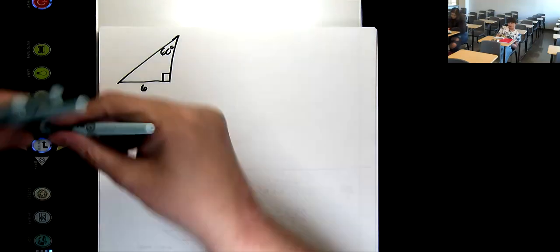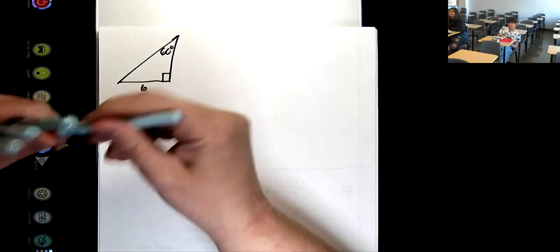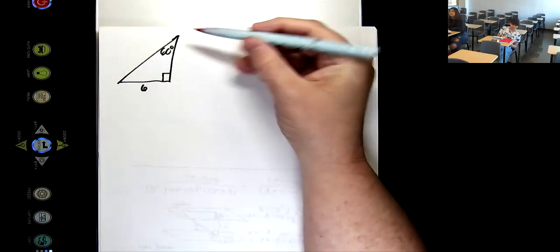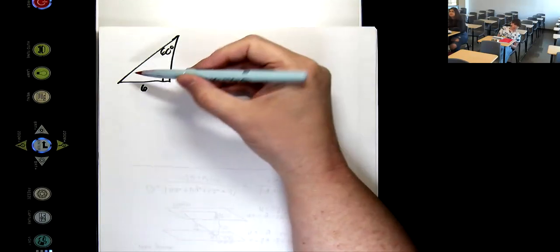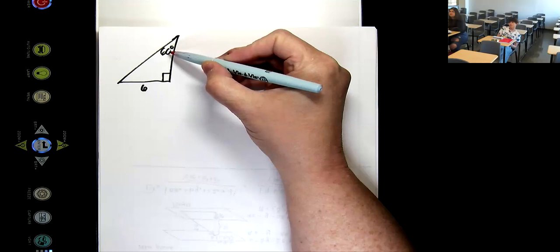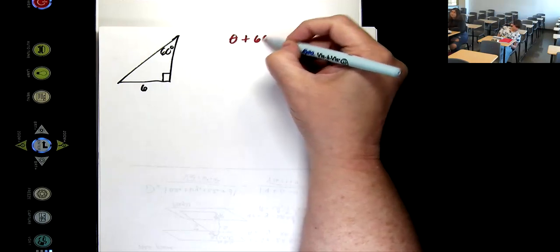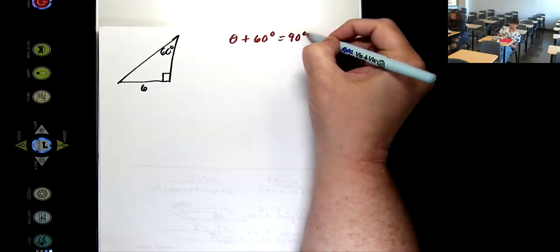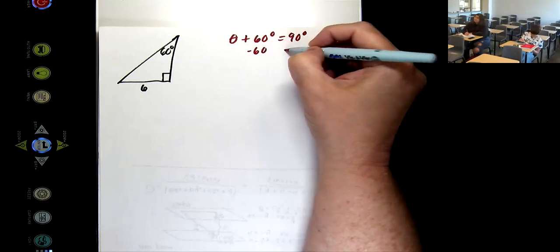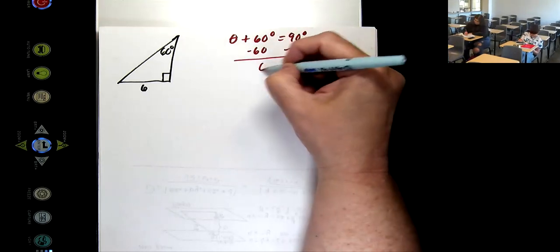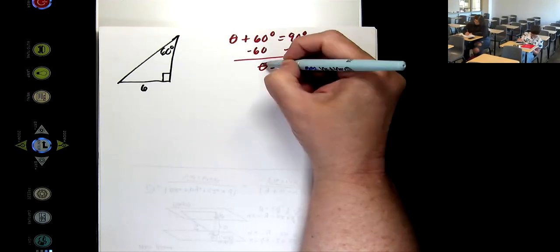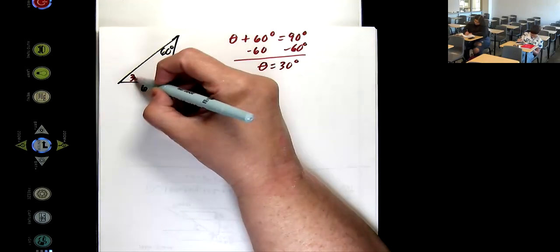All right. So first things to do, it's kind of easy to find the other angle first. This angle and that angle have to add to 90 degrees. So I can say angle theta plus 60 degrees equals 90 degrees. If I subtract 60 degrees, I get theta equals 30 degrees. That fills in my missing angle.